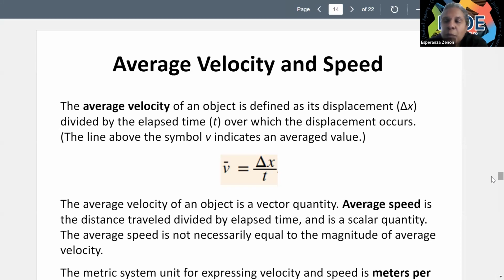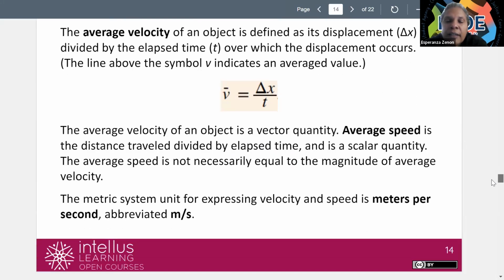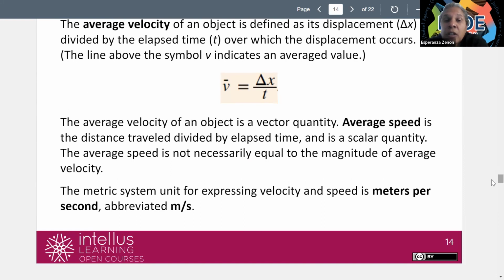We're not gonna focus on the fact that it's a vector at this moment, because we'll talk about that next week. What we wanna focus on here is that there's a difference between average velocity and average speed. Average speed looks at the distance traveled over the elapsed time. So distance traveled over the time it took to go that distance, okay?